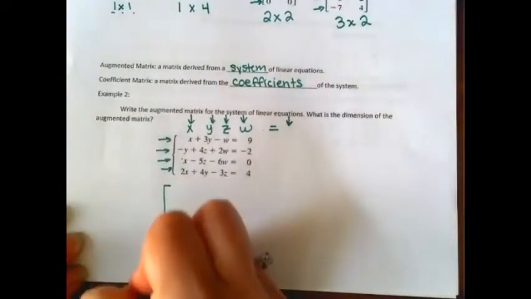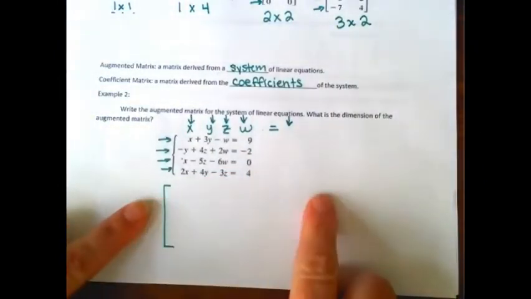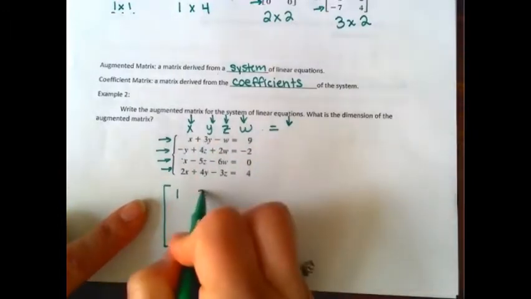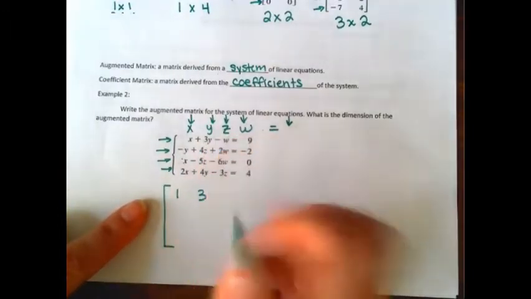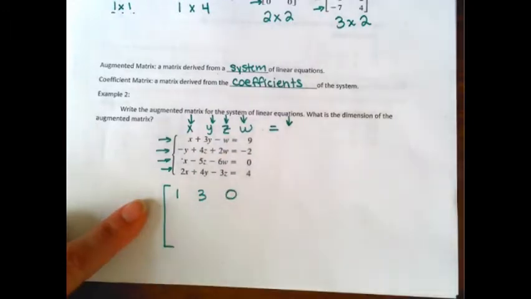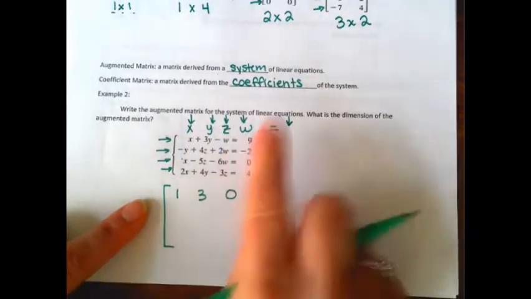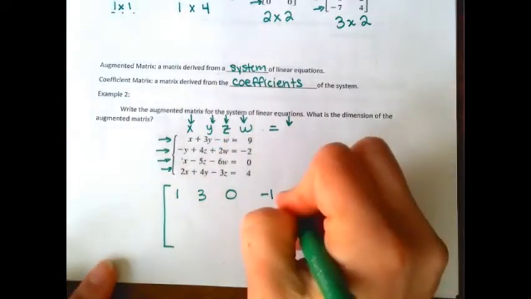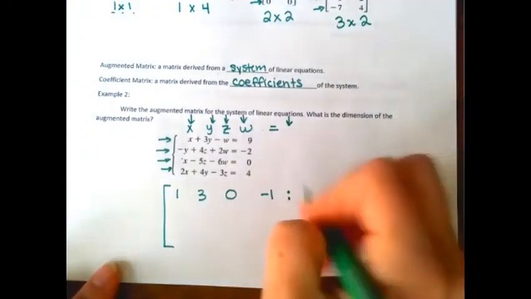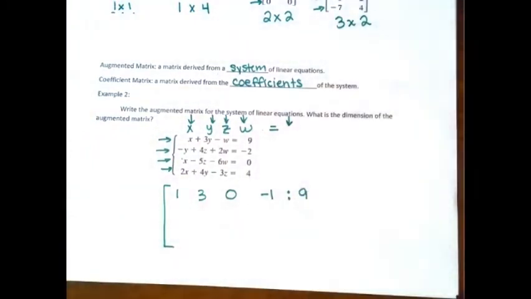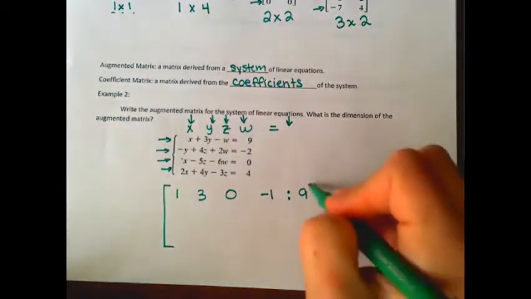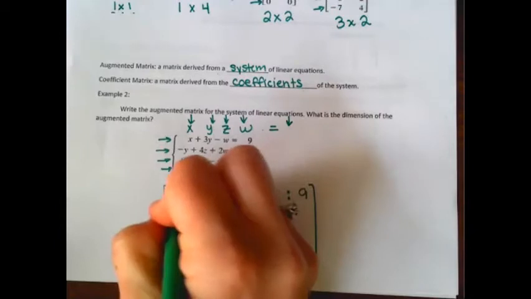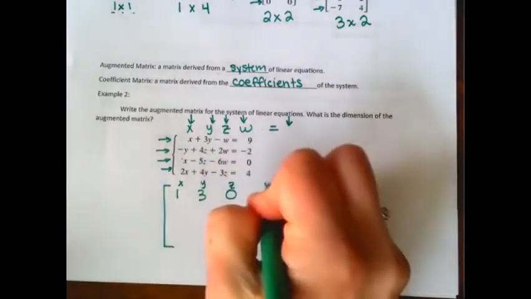So as I look at my first row, the coefficient of X is 1, the coefficient of Y is 3. There's no Z, so the coefficient for Z would be 0. We do have a W, and the coefficient of W is -1. And then we always put a colon here to represent that the other side is the equal sign. So the colon's kind of like our equal sign, all right? So that would represent our first row, which is my first equation. Again, this is X, Y, Z, W, okay?